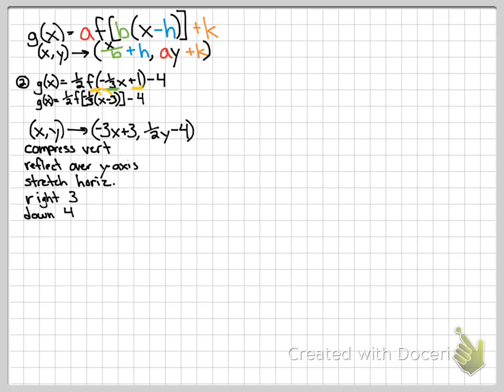Then I see a negative in front of that 1/3. It's in the parentheses with x, and it's negative, so it reflects over the y-axis. Then the fact that it's 1/3, which is a small number, but it's in parentheses with x, so it does the opposite of what you would think. It stretches it horizontally. Then the -3 moves it right 3, and the -4 moves it down 4.